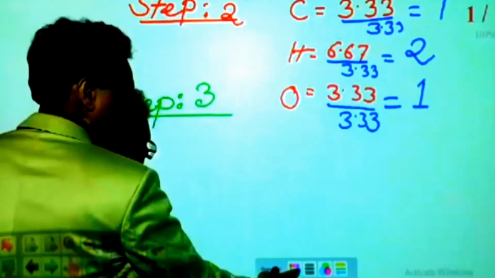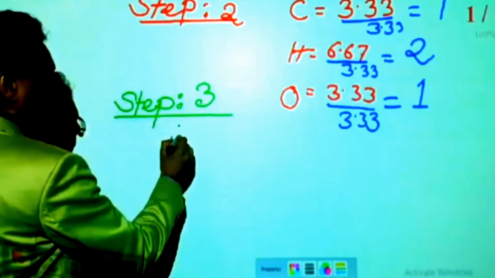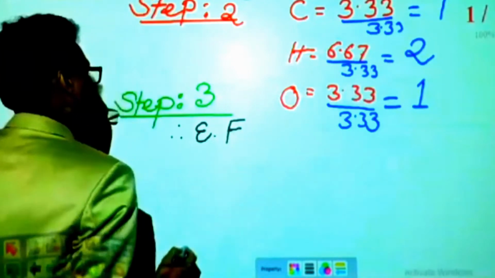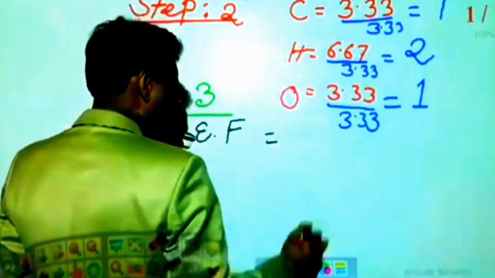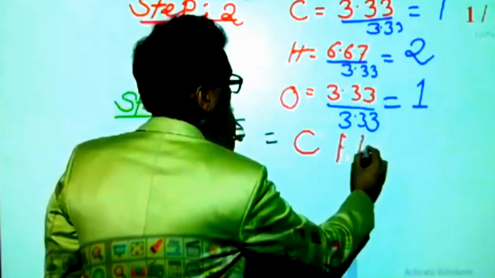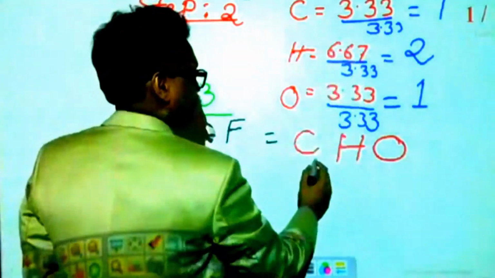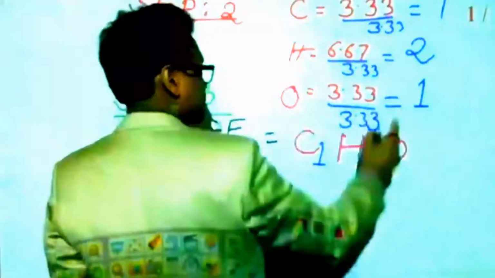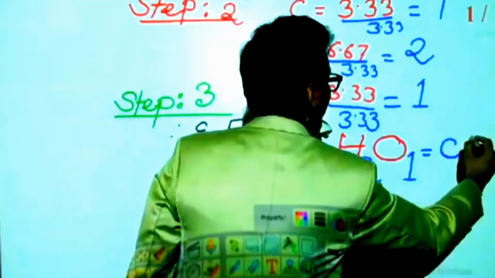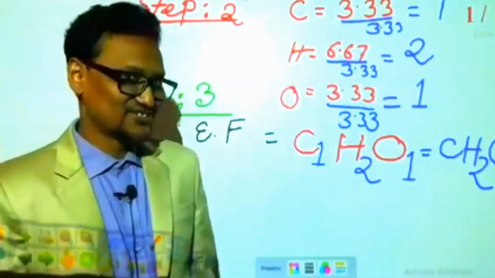Okay. Now step 3. My dear, empirical formula. Therefore, the empirical formula of this compound will be just the symbol CHO. So carbon will be 1. You have got 1, and hydrogen 2, and oxygen 1. So the result will be CH2O. It is known to you, isn't it?